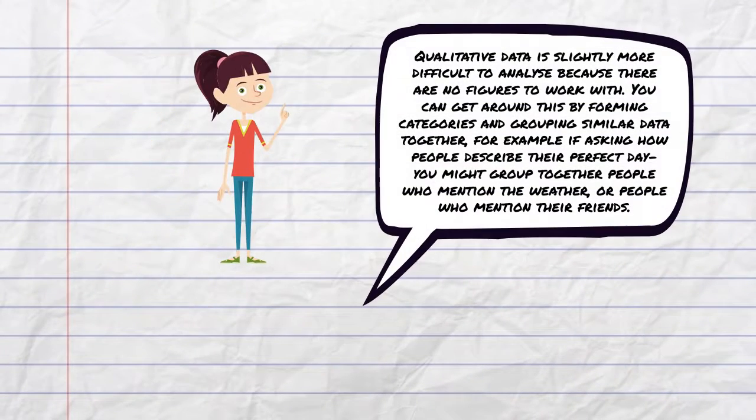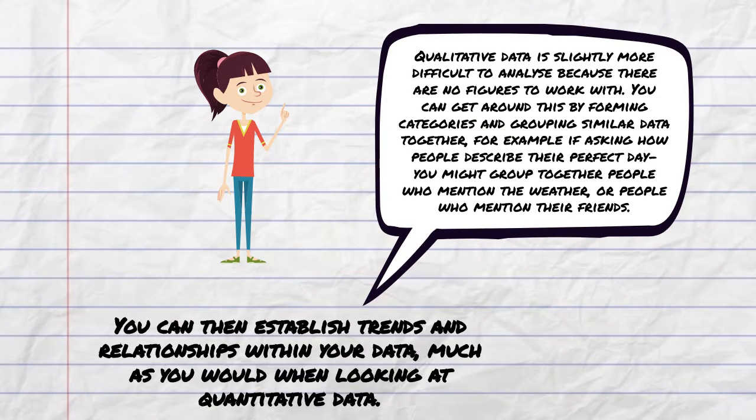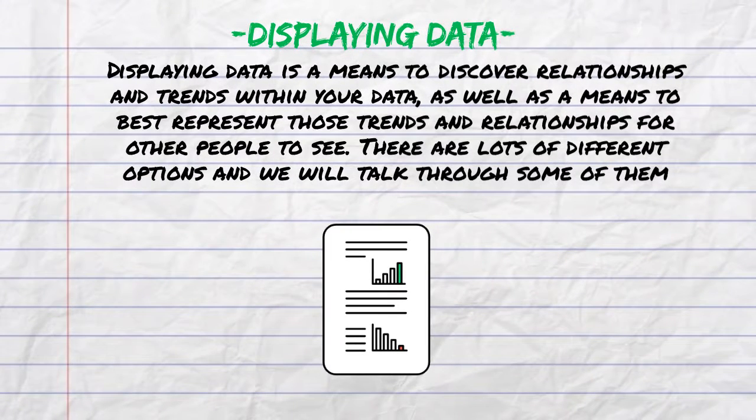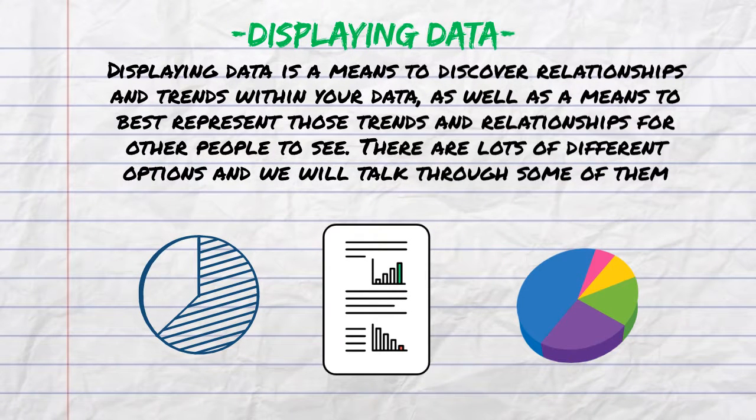Qualitative data is slightly more difficult to analyse because there are no figures to work with. You can get around this by forming categories and grouping similar data together. For example, if asking people how to describe their perfect day, you might group together people who mention the weather or people who mention their friends. You can then establish trends and relationships within your data, much as you would when looking at quantitative data. Displaying data is a means to discover relationships and trends within your data, as well as a means to best represent those trends and relationships for other people to see.